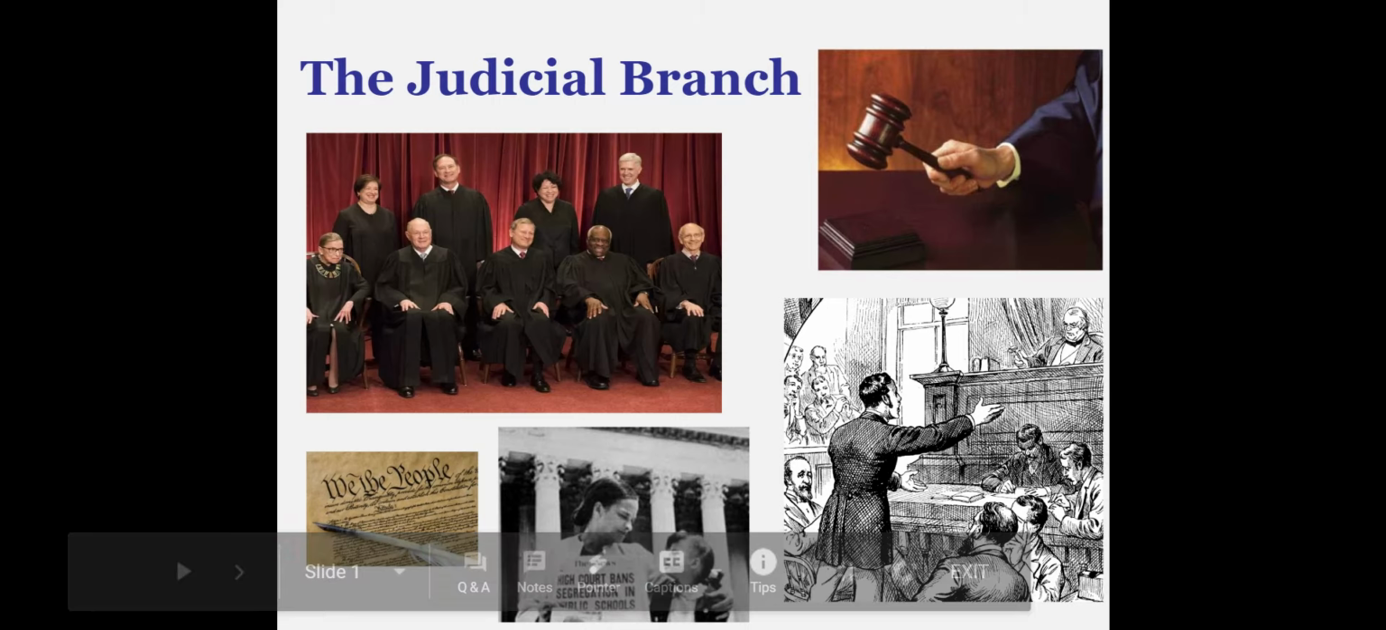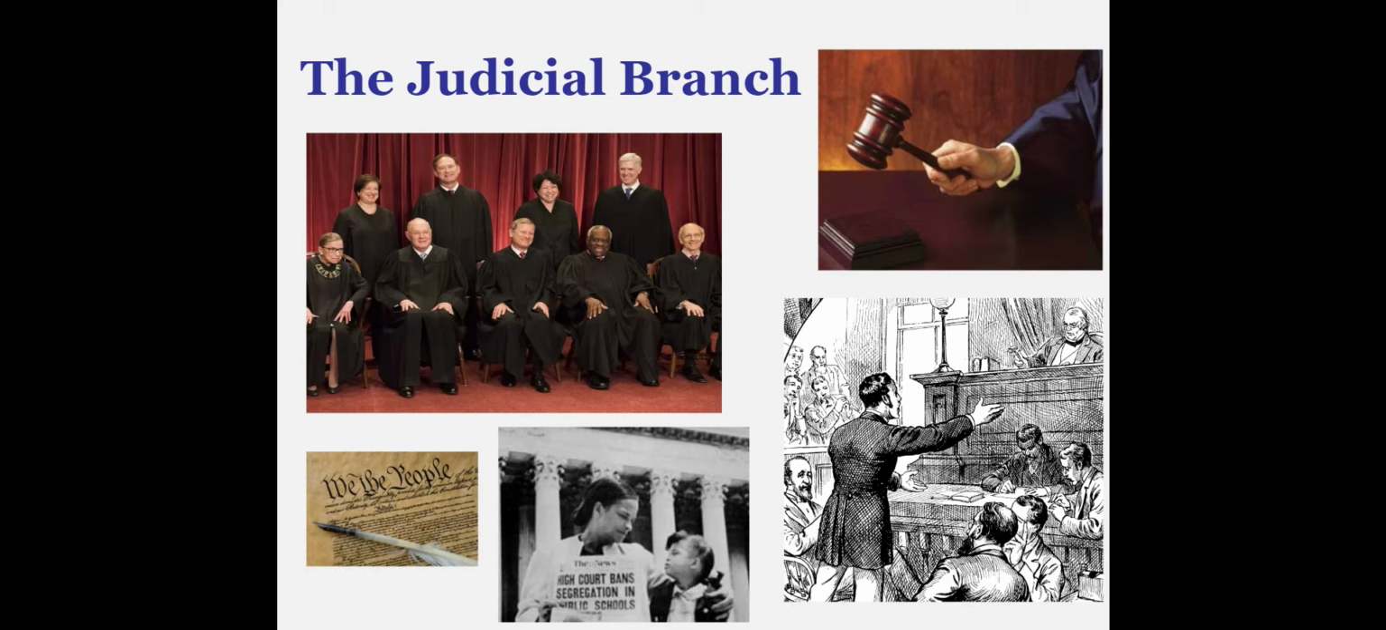Today we're going to talk about the judicial branch, the first couple slides of this presentation, which was about the first 10 pages of Chapter 10. The judicial branch is addressed in Article 3 of the Constitution, where it says, the judicial power of the United States shall be vested in one Supreme Court and in such inferior courts as Congress may from time to time establish. There are no constitutional requirements to serve as a federal judge.